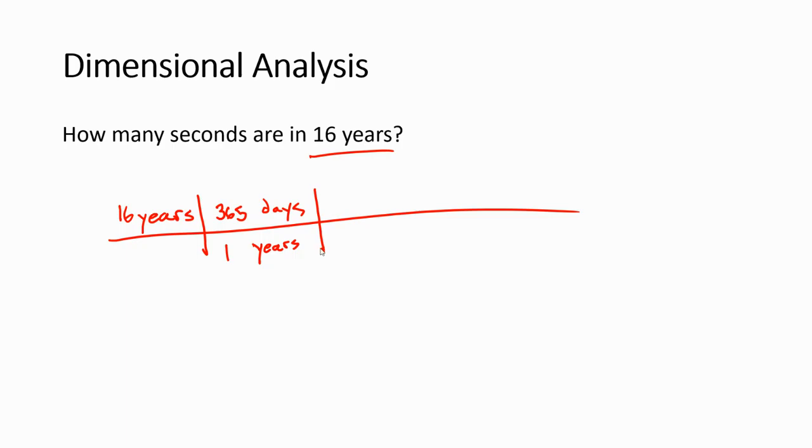What if I want to go from days to something else? What do I know about days? Well, here's something I know. In 1 day, there are 24 hours. Yet another conversion factor that helps us get closer to seconds. What do I know about hours? Well, I know that in 1 hour, there are 60 minutes. And finally, I know in 1 minute, there are 60 seconds.